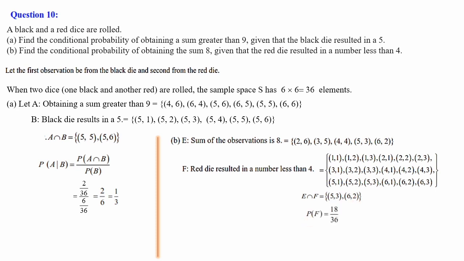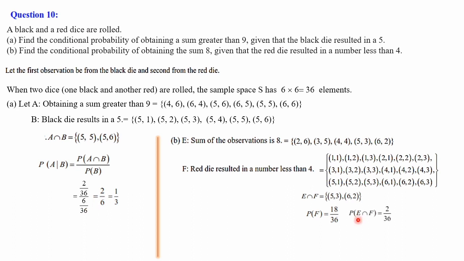So P of F is here 1, 2, 3, 4, 5, 6, 7, 8, 9, 10, 11, 12, 13, 14, 15, 16, 17 and 18. That is 6 into 3, 18 elements, divided by the total number of elements in the sample space, which is 36. So 18 by 36. Why we are writing here P of F in the sense here the number of elements is more. So that's why we are writing. Here it is very simple, that's why we didn't write.